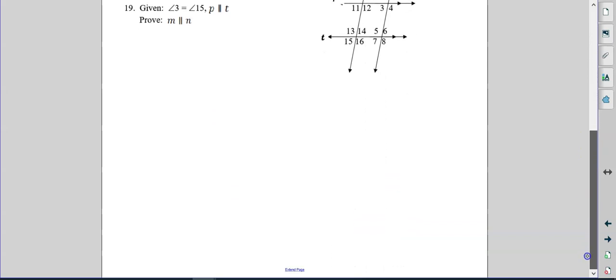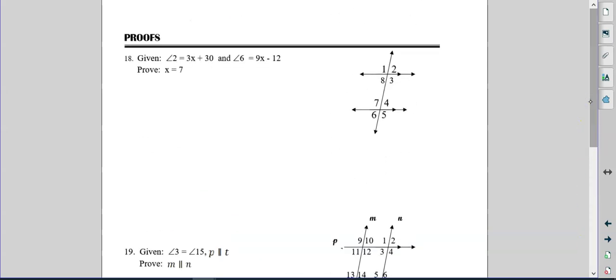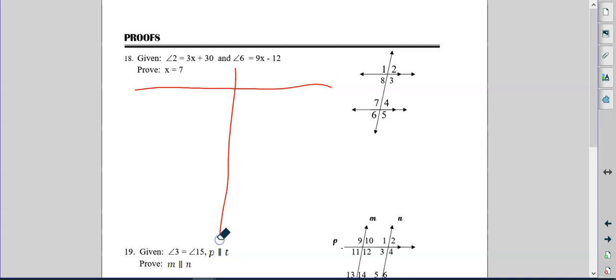All right, now we just have a couple of proofs. So we start off with our lines. We say statement, sorry, statement and reasons. So first thing we do always is we write angle 2 equals 3x plus 30, and angle 6 equals 9x minus 12. And those are both given.